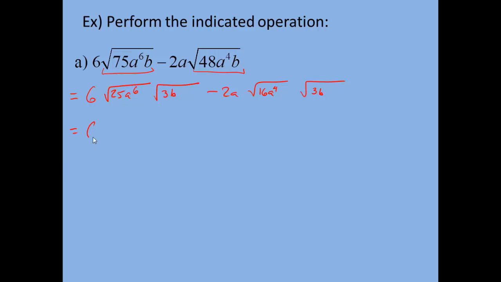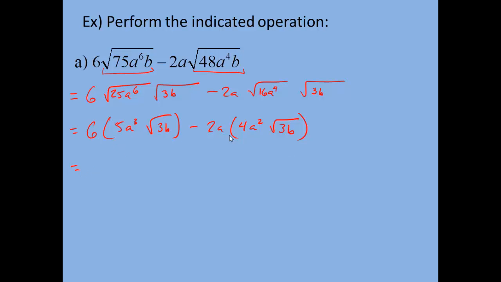Now simplifying this, we got 6 times. We're going to simplify just the perfect square piece. Square root of 25 is 5. Square root of a to the 6 is 6 divided by the root, so 6 divided by 2, which makes us a to the 3. And then the square root of 3b still stays on the end here. Minus, this is 2a times square root of 16 is 4. Square root of a to the 4th is a to the 2nd power. All right, and then we got the square root of 3b left over here.